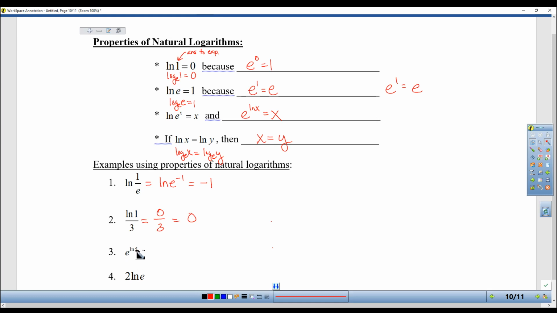E to the ln of 5, the e and the natural log cancel each other. So you end up just with a 5. It's not an exponent anymore. It's back down on the plane, you could say. And the natural log of e, this is equal to 1. So this is 2 times 1, which is 2. You definitely want to practice these. It's not intuitive.